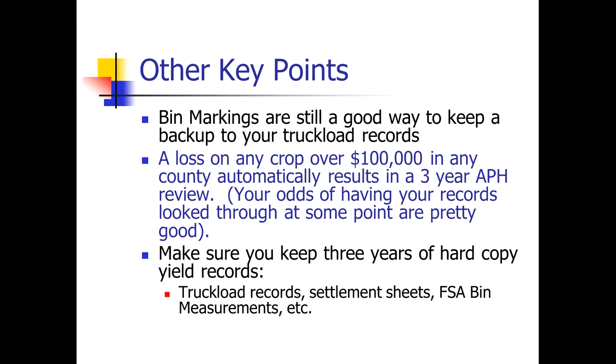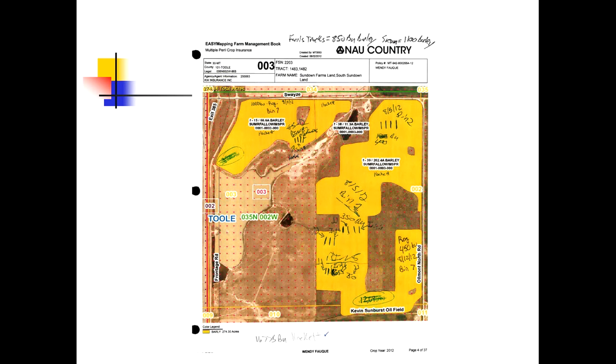It's actually $200,000 now, so that, as we reviewed previously, that number went up, which is a positive. Make sure you keep 3 years of hard copy yield records, like we said: truckload records, settlement sheets, etc. This is how we like to have you do truckload records going forward.